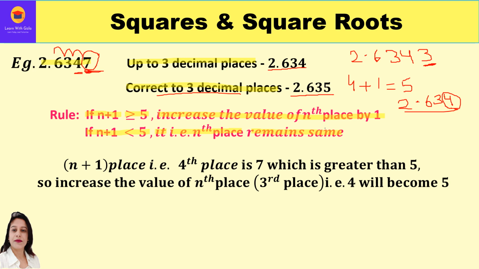I'll repeat the rules again. If n plus 1 is greater than 5, increase the value of the nth place by 1. If n plus 1 is less than 5, the nth place remains the same. So this is what we have done. The n plus 1 place, that is the fourth place, is 7, which is greater than 5. So increase the value of the nth place, that is the third place, whose value is 4, which will become 5, right? So our square root becomes 2.635, right? Understood?